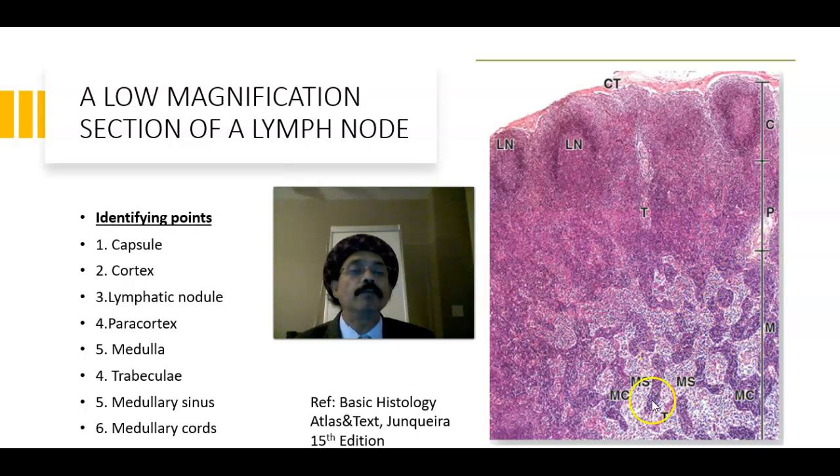It contains the medullary cords. This is a medullary cord. Medullary cord is here. These are the medullary sinuses.